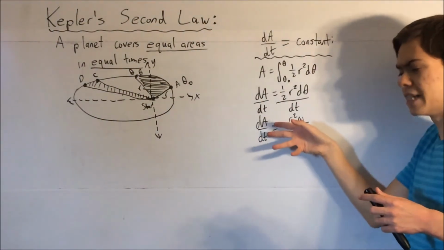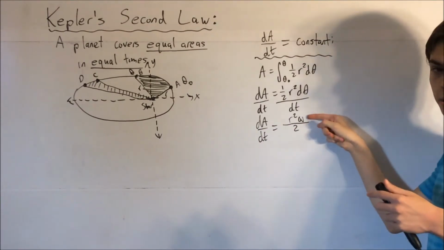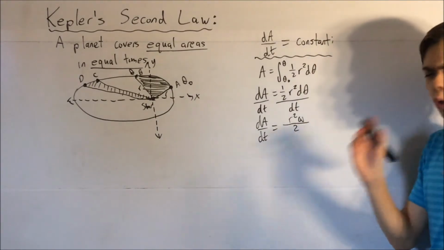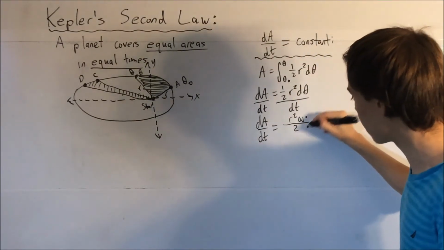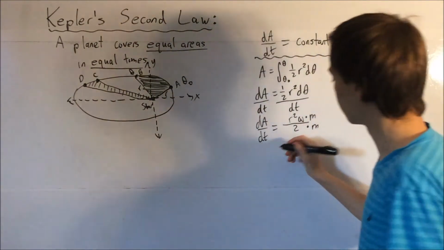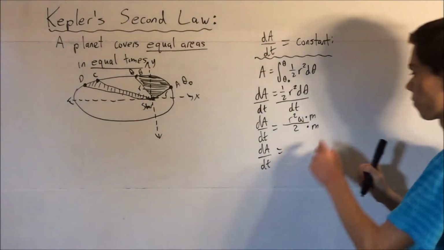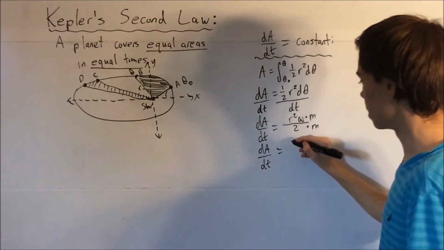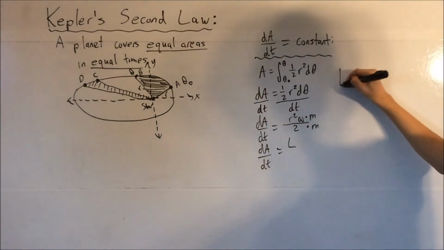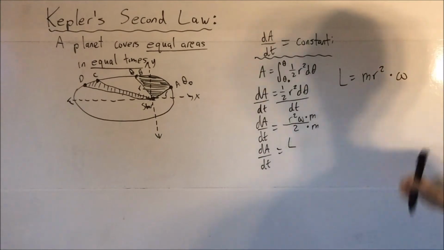So in order to prove that dA over dt is constant, I'm going to find a way to show that the numerator is constant and the denominator is constant. Now, if I multiply both the numerator and denominator by the mass of the planet, we get dA over dt equal to mr squared omega, which is just the angular momentum of the planet. Remember, the angular momentum of the planet will equal mr squared times omega.